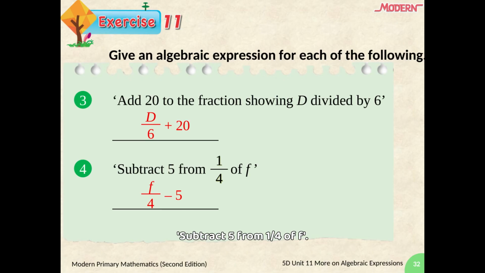Subtract 5 from 1/4 of F. That's F over 4 minus 5. You're basically speaking math fluently now. I'm so proud of your progress.